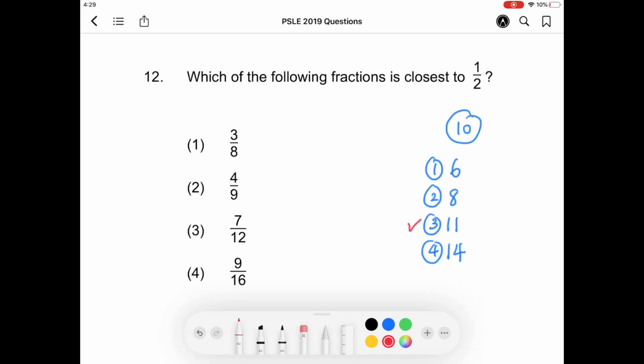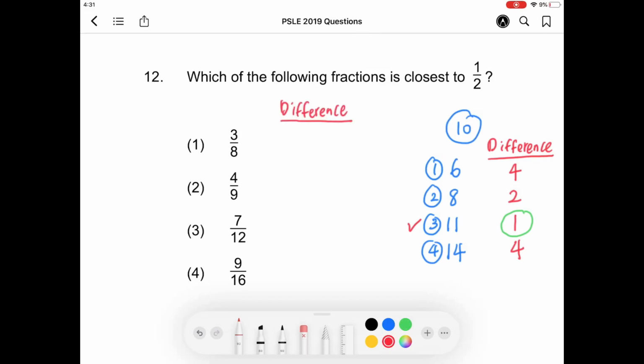The reason is because the difference between 10 and 6 is 4. The difference between 10 and 8 is 2. And the difference between 11 and 10 is 1. And the difference between 14 and 10 is 4. Therefore, the option with the smallest difference will be the number that is closest to the number 10.